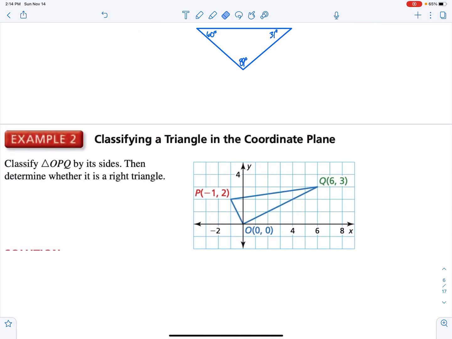Classifying a triangle in the coordinate plane. So now, again, we can't really tell just by looking at it. What I need to do if I want to decide if this is a right triangle is look and see if there's a right angle right here. And the way I do that is by testing the slopes. If it's a right triangle, I know right away that my slopes should be negative reciprocals of each other. So they have to be negative reciprocal slopes.